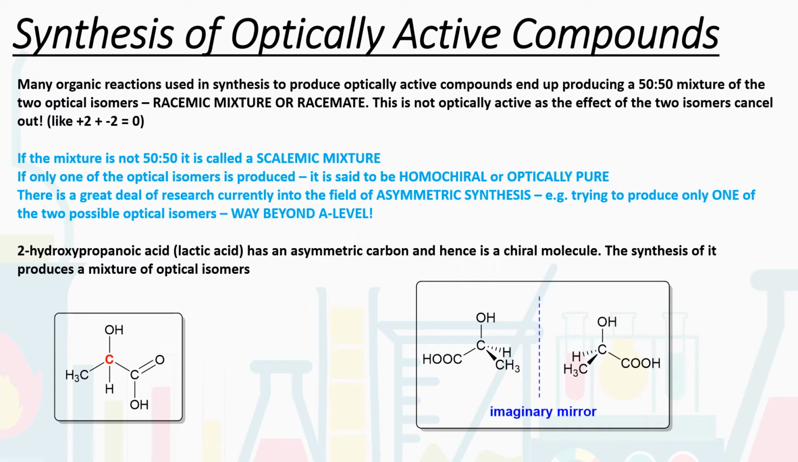So looking at an actual synthesis of something, we have 2-hydroxypropanoic acid, more commonly known as lactic acid. This has an asymmetric carbon, a chiral centre, and hence is a chiral molecule. And so we can see the structure of it at the bottom left. We have a hydrogen attached, a carboxylic acid group, an OH group, and a methyl group. That's 4 different groups. So our carbon is the asymmetric carbon, that's shown in red. And then we have our chiral molecule. So this would exist as a pair of enantiomers, and so the synthesis of it produces the mixture of optical isomers. As you can see on the right, I've drawn out the 2 enantiomers, and I've drawn that mirror image, the imaginary mirror. Again, note how I've drawn it out as the proper 3D tetrahedral arrangement.